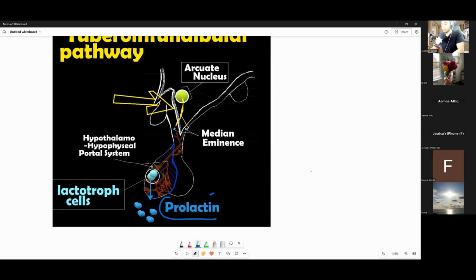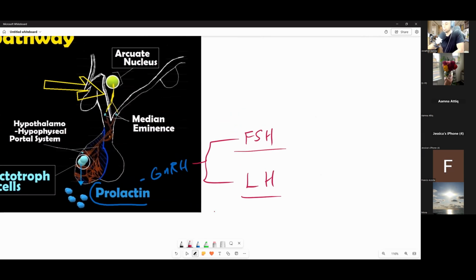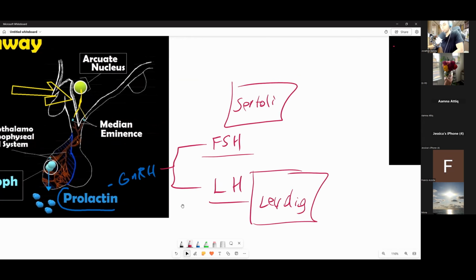Prolactin will inhibit GnRH. So we have to understand what GnRH does in order to make sense of this all. GnRH will stimulate FSH and LH. LH will bind to the Leydig cells, while FSH binds to the Sertoli cells. Sertoli versus Leydig. Which one of these cells is responsible for spermatogenesis? Where does spermatogenesis occur? In Sertoli cells? Sertoli cell is correct.